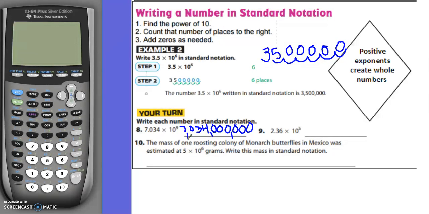Okay, let's try another one. We have 2.36 times 10 to the 5th. So we're going to go over 5 spaces. 1, 2, 3, 4, 5.